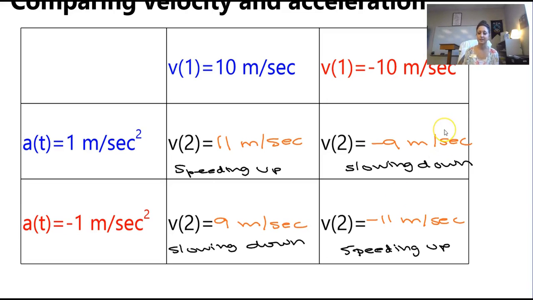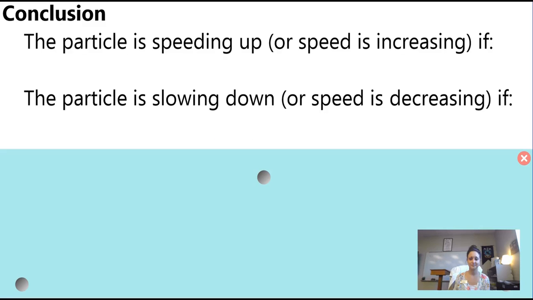Now, if velocity and acceleration have opposite signs, take a look at this box and this box. So you had one positive, one negative, then you're slowing down, or your speed is decreasing. So let's go ahead and put that in our notes.